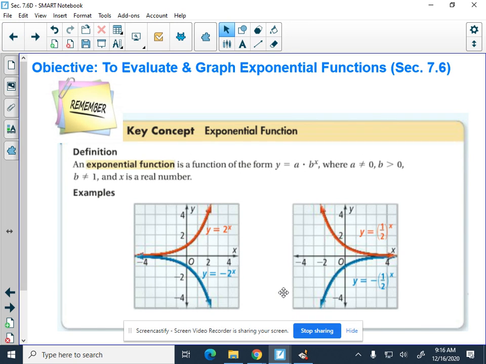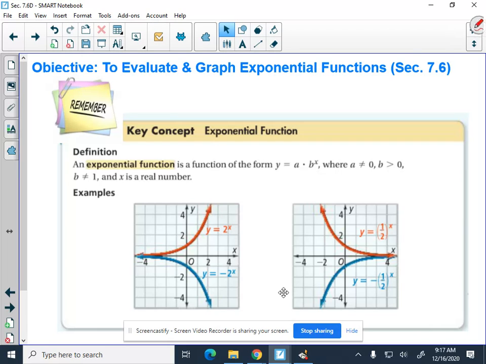Okay, we are in section 7.6, part D, I believe. If you have your notes, we're on page 7 of the notes. Okay, so we're going to talk about exponential functions.